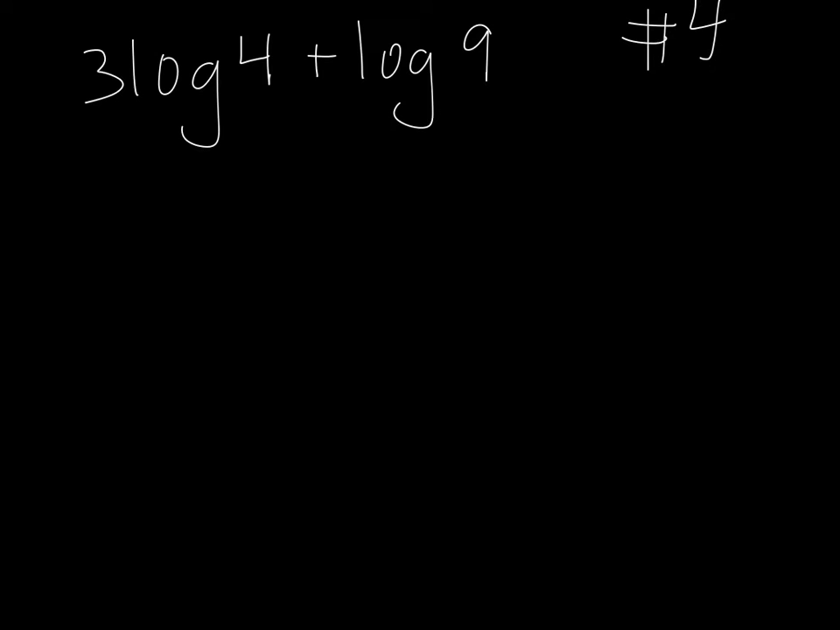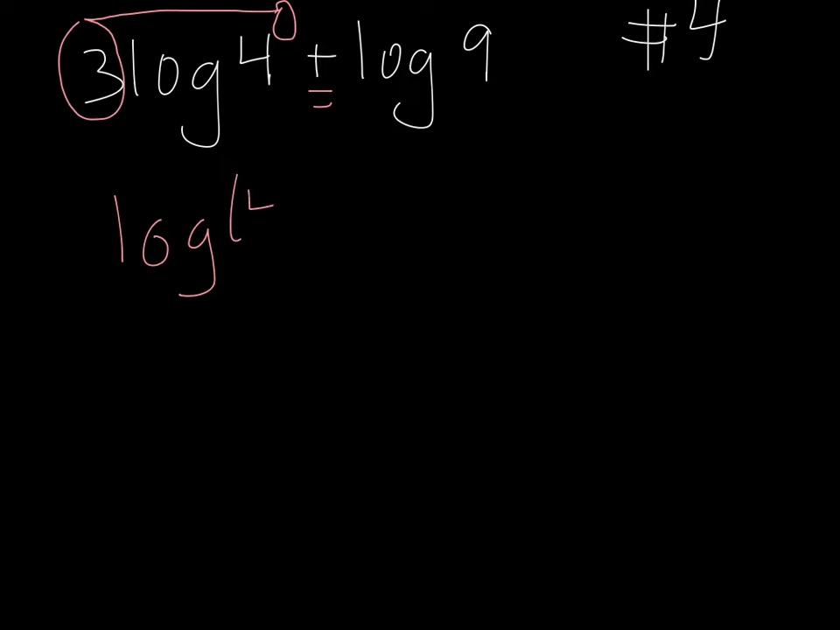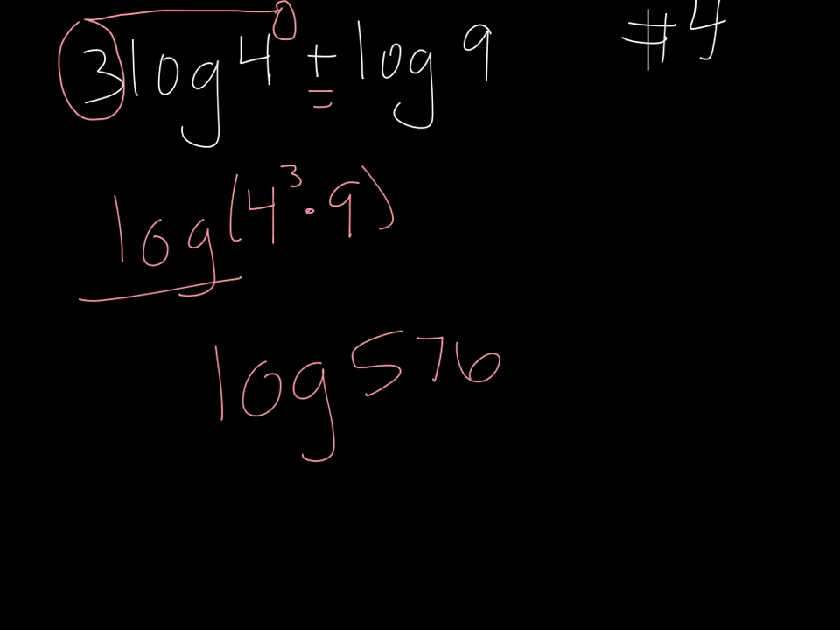So still the properties of logs number 4. If I see a number multiplied, that becomes an exponent. And if I see adding, when I write it as one single log, that becomes multiplying. So this becomes 4 to the third times 9. You only write the log out one time. So again, if you did 4 to the third times 9, you get log of 576. Again, these numbers are not the exact same, but the process is still the same.